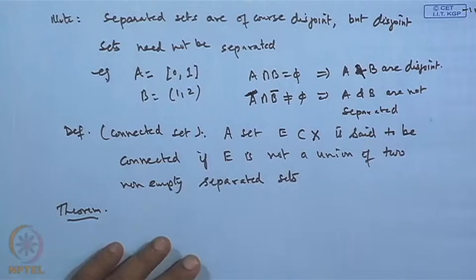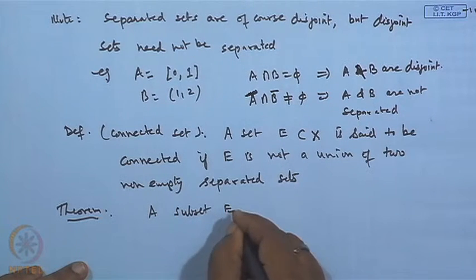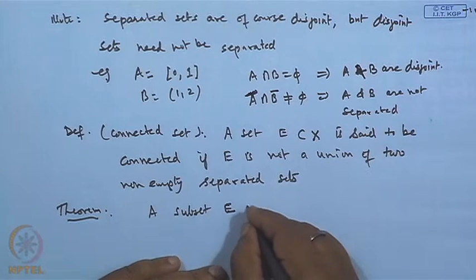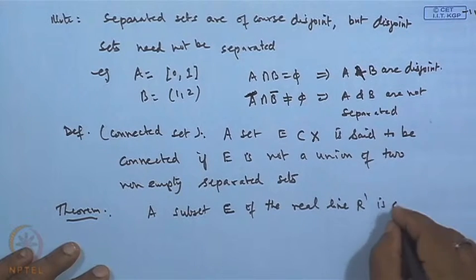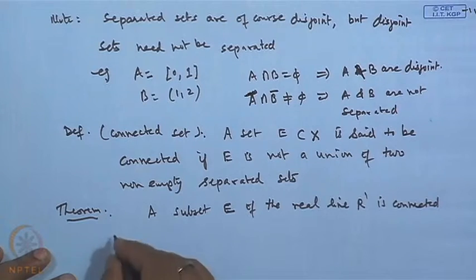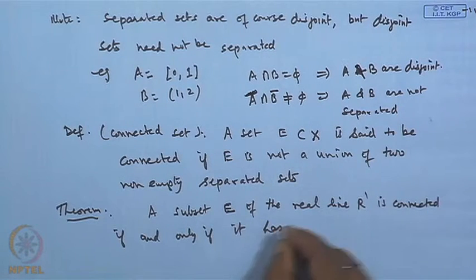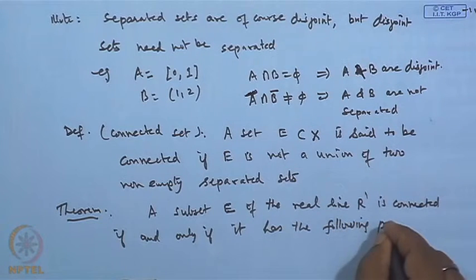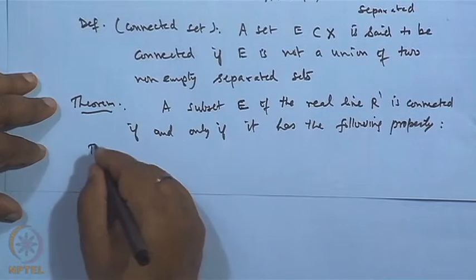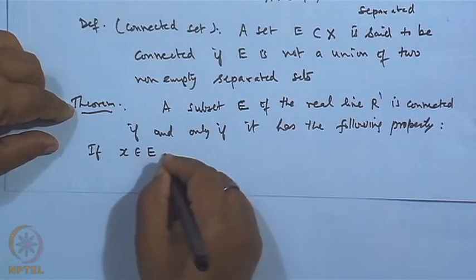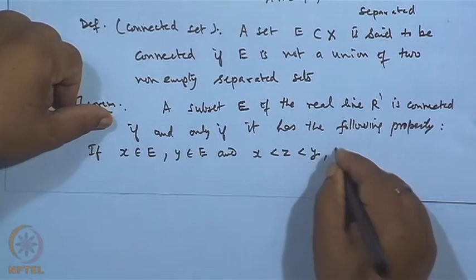Now, one result we have on connectedness over the linear line says that a subset E of the real line R1 is connected if and only if it has the following property: if x belongs to E, y belongs to E, and x is less than z less than y, then z is also in E.